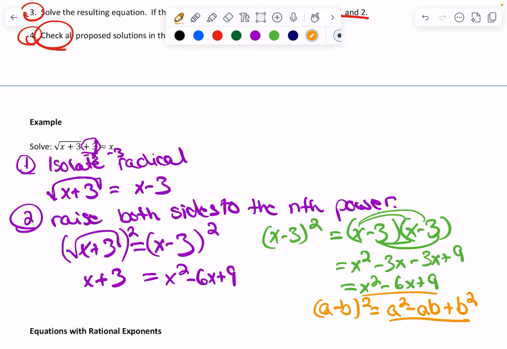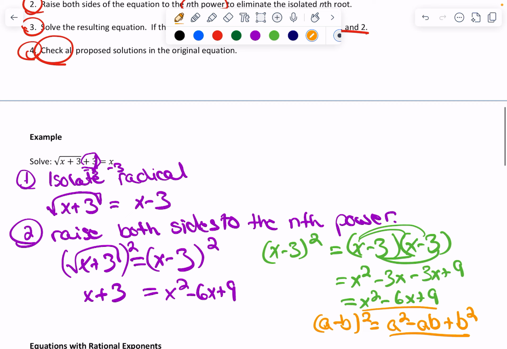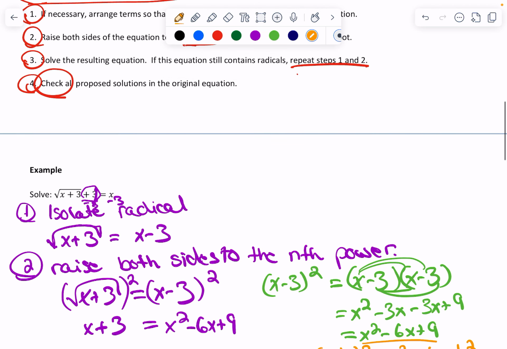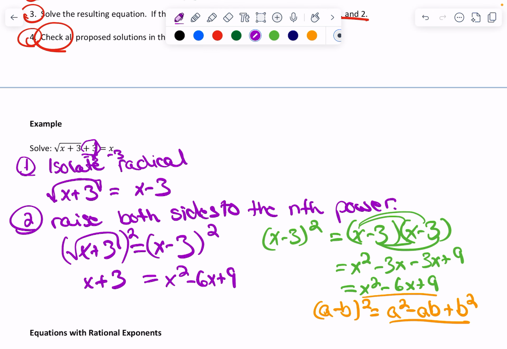Okay, now we need to move on to step 3, solve the resulting equation. So I'm going to go ahead and move over here. So solve. We've got x plus 3 equals x squared minus 6x plus 9. Now, it's up to you which side you want to move, or which side you want to be 0. There's not like right or wrong.